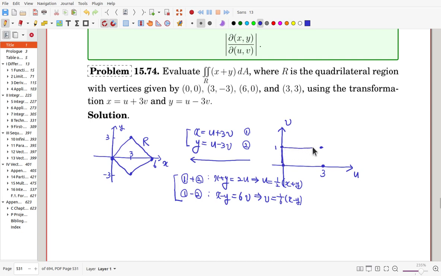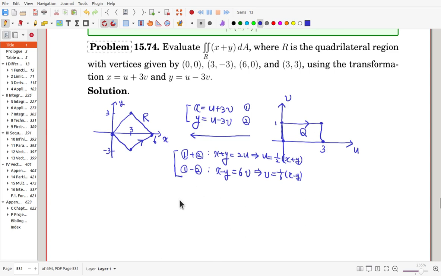So the region Q is this one. We rotate it this way, but now we rotate it that way, okay? So that is now Q. With this transformation, the image of Q must be R, okay? Okay, we recognize Q. Now, to get the integral, we have to find the Jacobian.